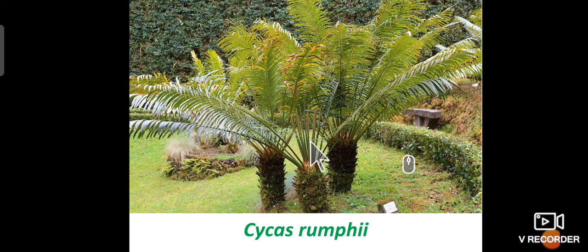Okay, this species grows wildly in Andaman Nicobar and Cocos Islands, and it also occurs in Sri Lanka, Malaya, Burma, Celebes, and New Guinea. The plants reach a height of only about 1.5 to 4 meters. And the leaves are about 1 to 2.5 meters long.